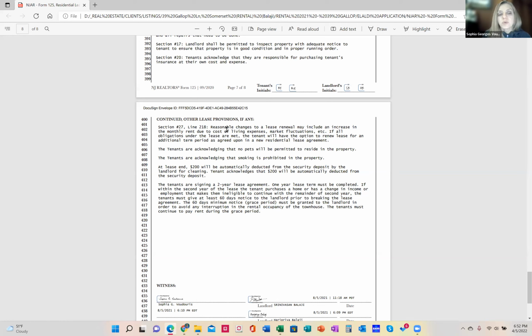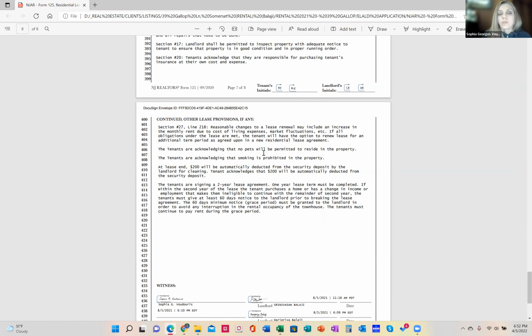On here, I just put reasonable changes to a lease renewal. A common thing too, the landlord says, well, if I do renew, the living expenses may go up and I want to be able to renew it at a higher rent. So that's my little statement here where I say reasonable changes to a lease renewal may include an increase in the monthly rent due to cost of living and market fluctuations. If all obligations under the lease are met, the tenant will have the option to renew the lease for an additional term as agreed upon in the lease agreement.